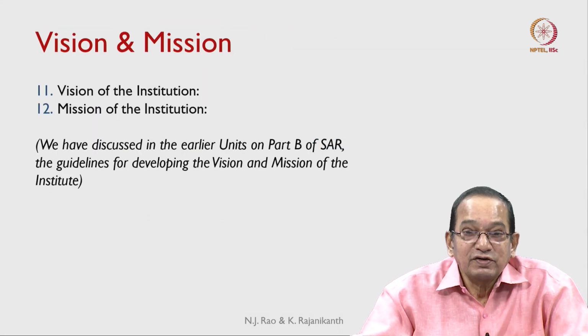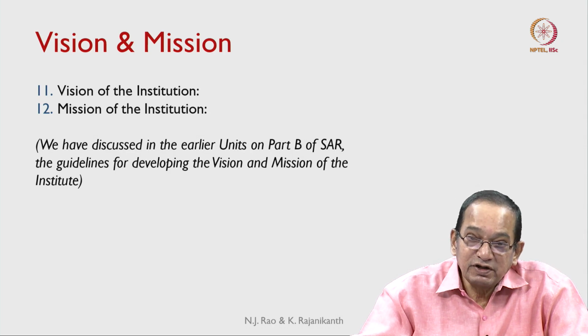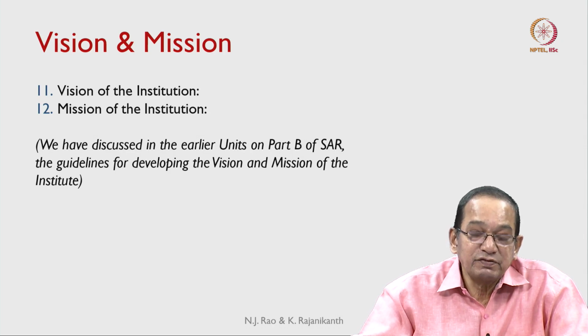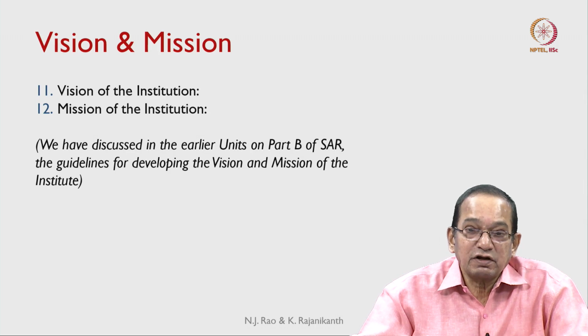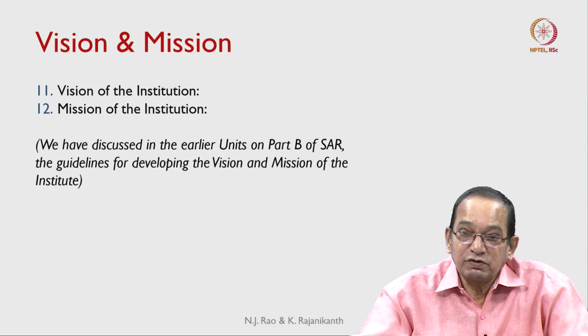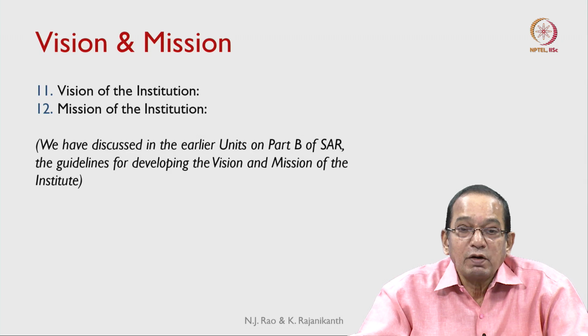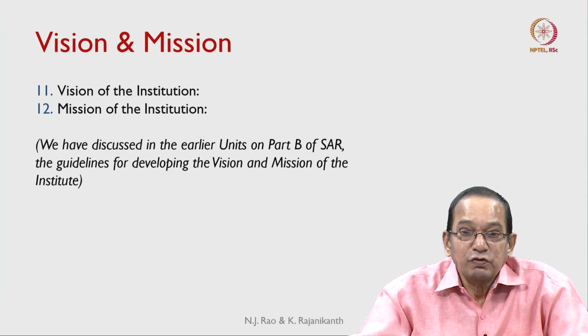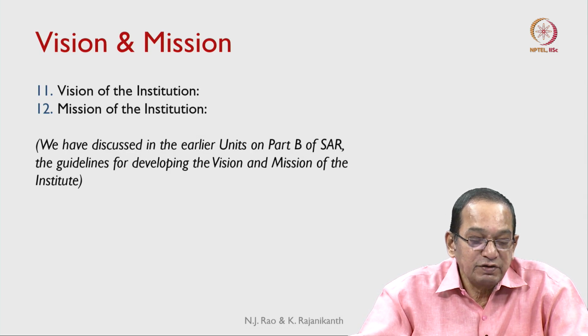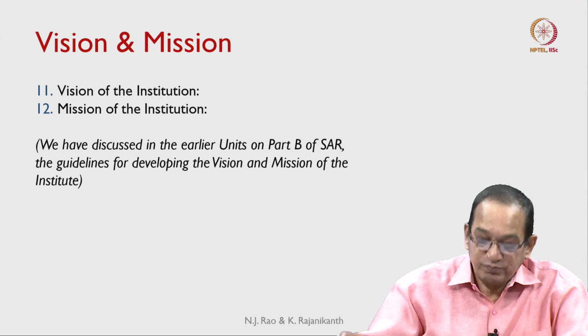Then you also have to give the vision and mission. Notice that not all aspects of SAR are brought into Part A. Part A is primarily institution information, but it is very important for the committee to understand the vision and mission of the institution. So, those details are asked for even in Part A. Of course, in Part B in the SAR in Criterion 1, we give all these details. We also show what is the process by which we arrive at all these things. But in Part A of the SAR also, we have to reproduce the vision and mission of the institution. Okay.